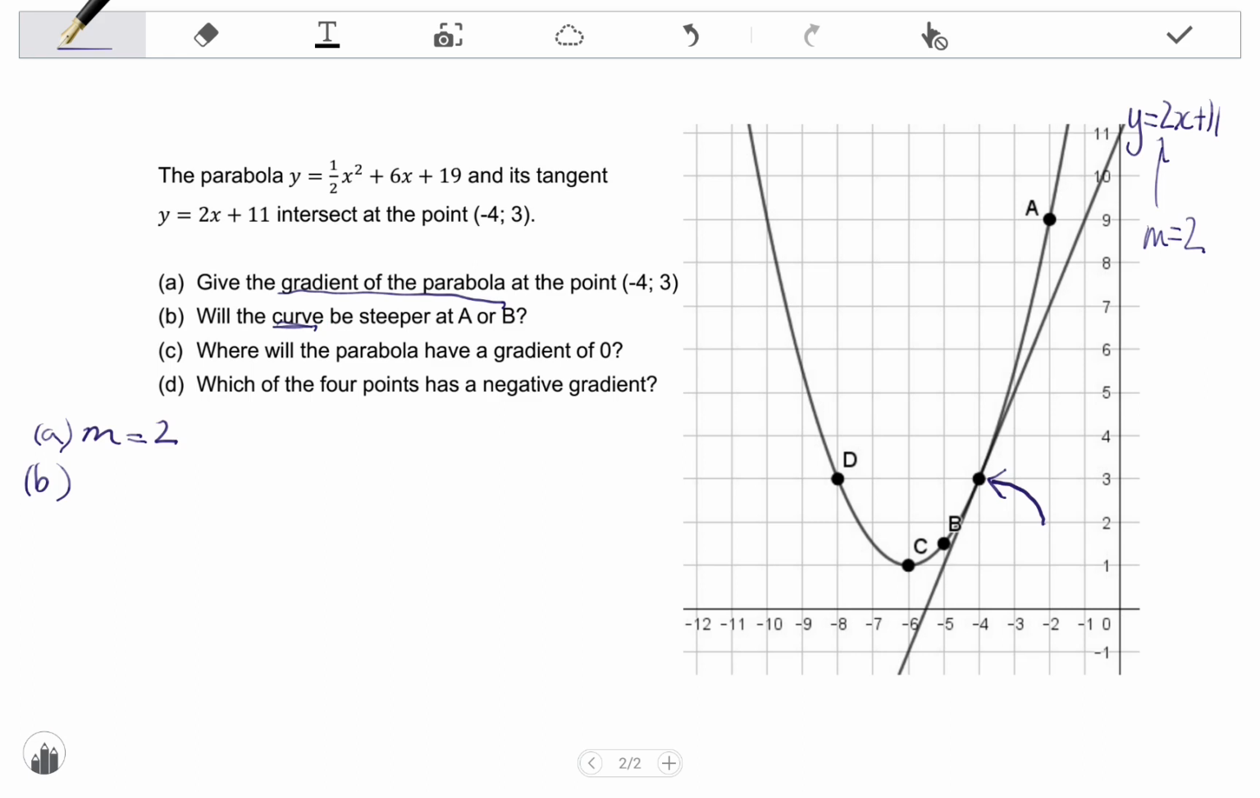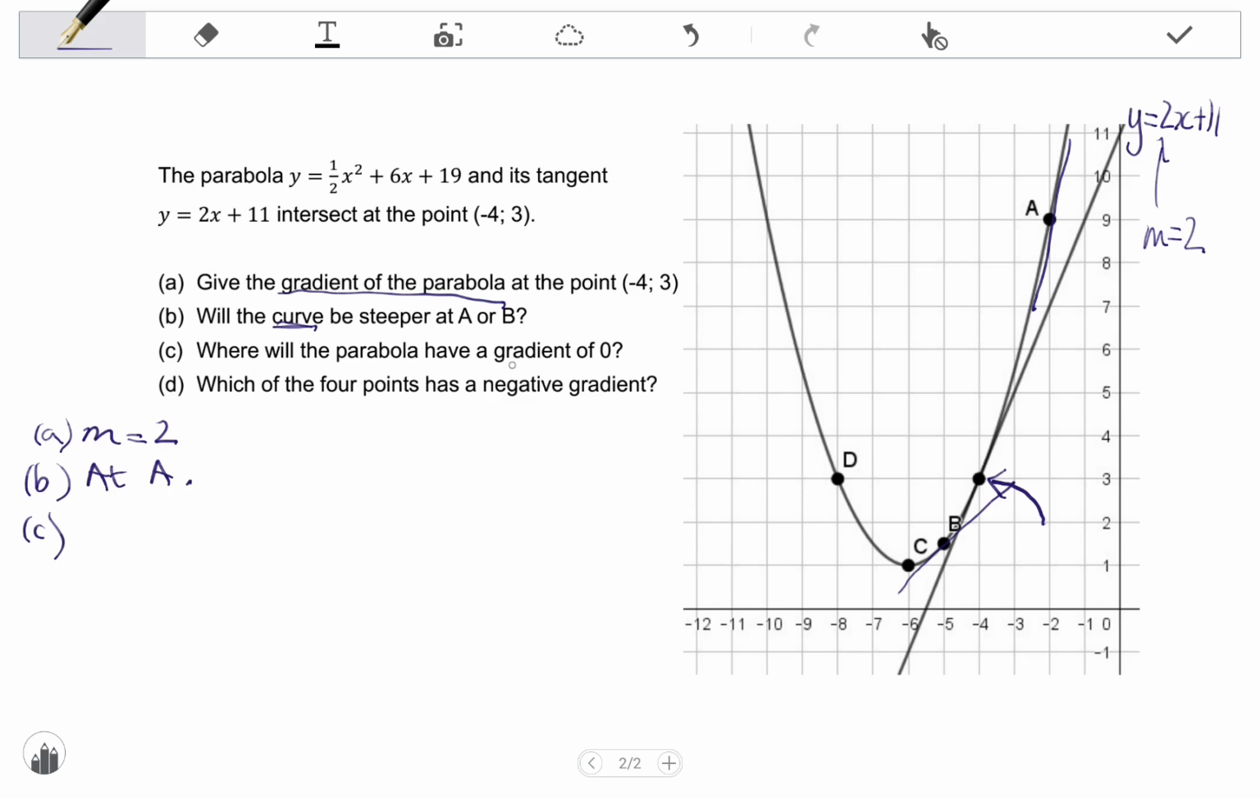Question B says, will the curve, which is the parabola, be steeper at A or B? Okay, now if you want to visually compare them, draw tangents at A and at B. So the tangent at B would sit there, the tangent at A would roughly be there. Now, we can compare the gradient of the tangent to see which point the curve is steeper. And it is clear that at A, the gradient is steeper. So, will the curve be steeper at A or B? At A. Okay, I'm writing very short answers here.